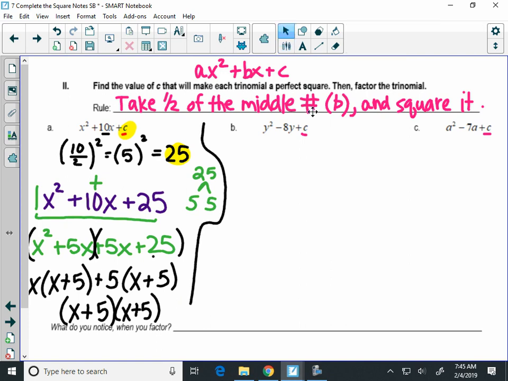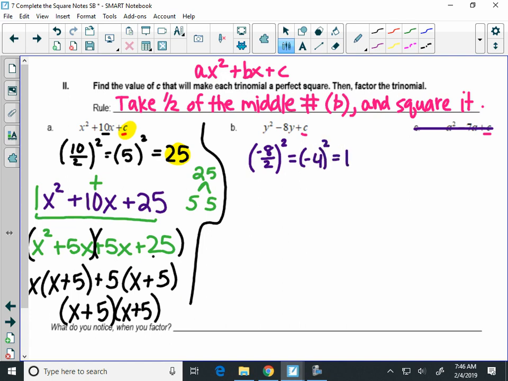All right, so we'll do B. I think we'll not do C, which is fine. No worries. But we'll do B at least, so we can make sure we see this again. So remember, in order to find C, we take half of the middle number and square it. So that gives me negative 4 squared, which is positive 16. Remember, whenever you put a negative to be squared, you put it in parentheses and square it. Any number times itself is positive.